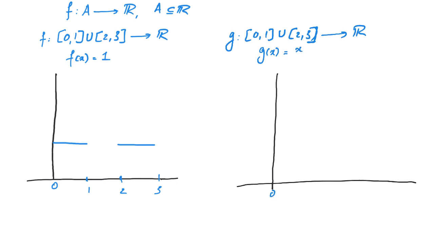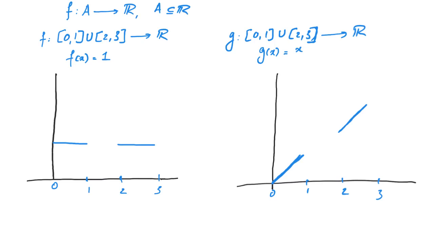Again, this is 0, this is 1, this is 2, and this is 3. So the graph of the function looks like this and this. Clearly, this function does not satisfy the intermediate value property.